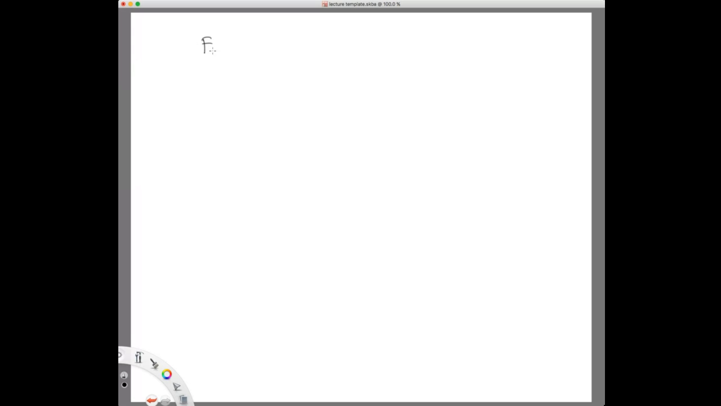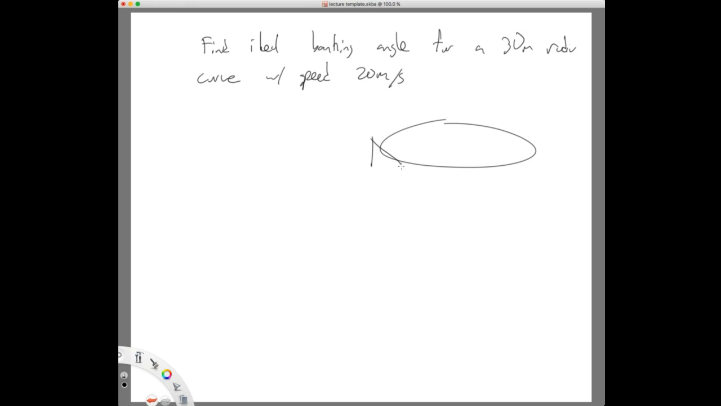So let's try that out. We're going to find the ideal banking angle for a 30 meter radius curve with speed 20 meters per second. So we've got this road, we've got an angle that we want to discover, and the radius r equals 30 meters.